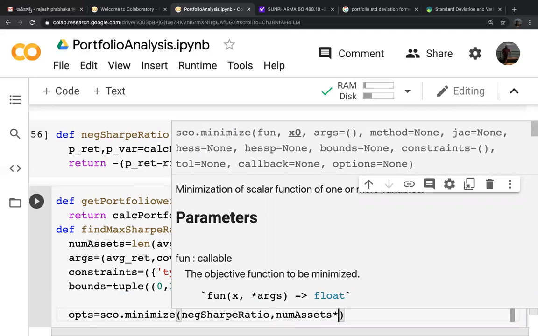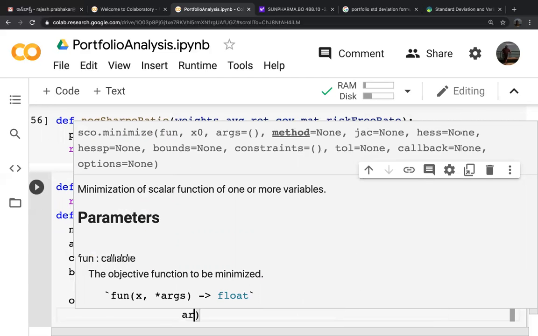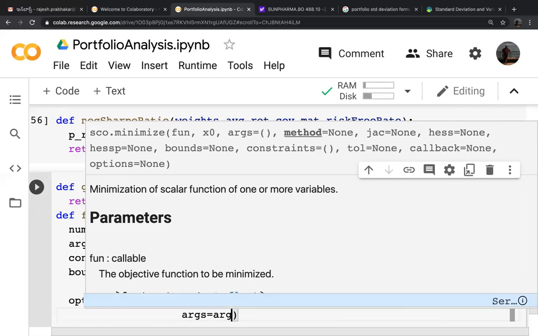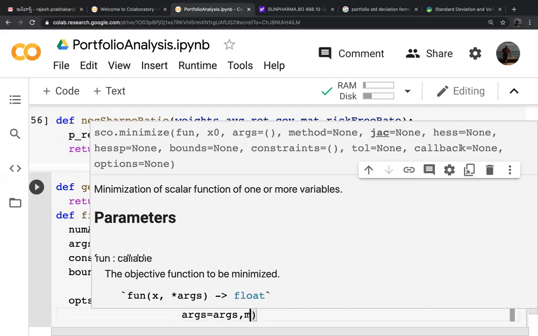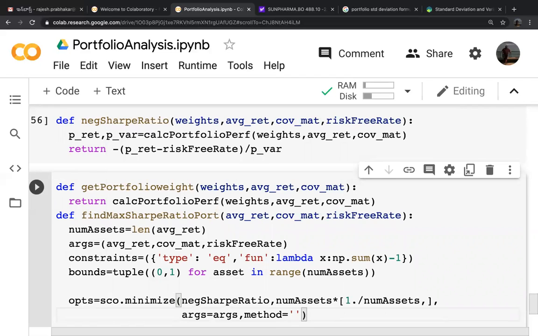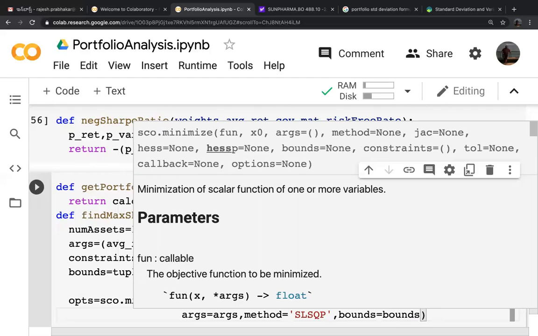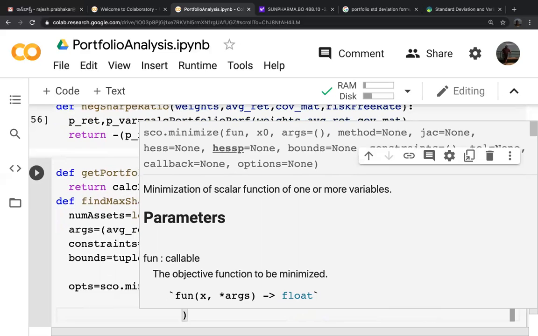into square bracket 1 dot divided by num assets, comma, come out of the square bracket, args is equal to args, comma, method is equal to SLSQP, comma, bounds is equal to bounds, comma, constraints is equal to constraints.